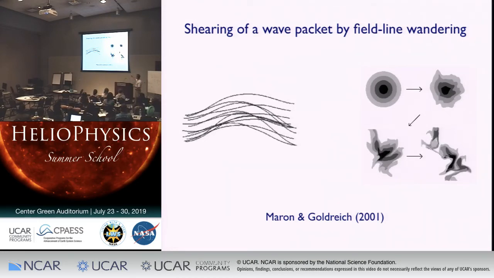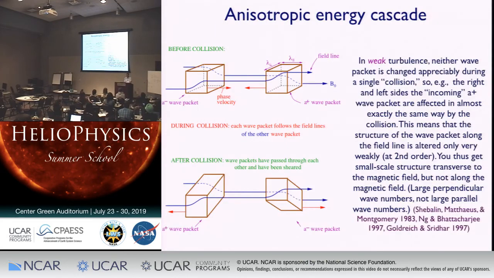That bullseye target, as it propagates further and further along this complicated turbulent magnetic field, that bullseye pattern of the wave packet gets sheared and distorted. And you can see, whereas the initial perpendicular length scale of this wave packet is the radius of that bullseye, down here, after it's propagated through these field lines, you get really small perpendicular structure. The energy you started with at large scales has been effectively transported or cascaded to smaller scales purely by this transport along these complicated magnetic trajectories.